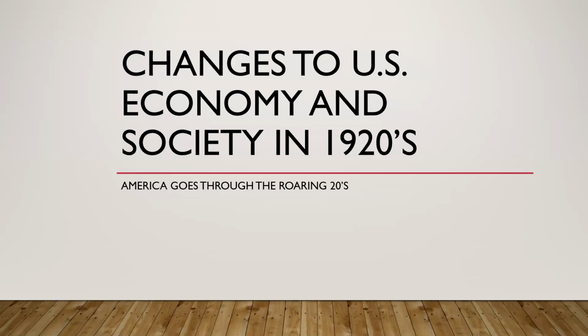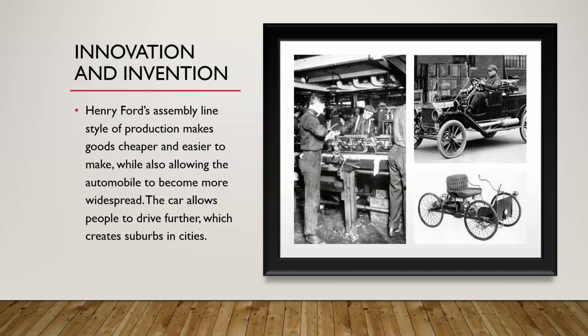We are going to talk today about the US economy and the society in the 1920s and how we had this roaring era of prosperity that came to a gigantic crash with the collapse of the stock market. So first we're going to get started talking about some innovations and inventions that were taking place during the 1920s.